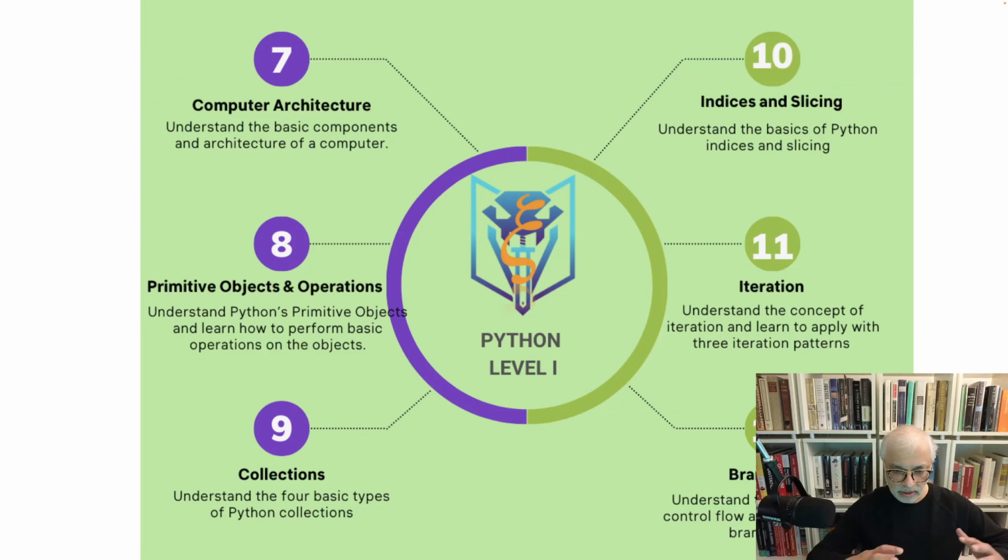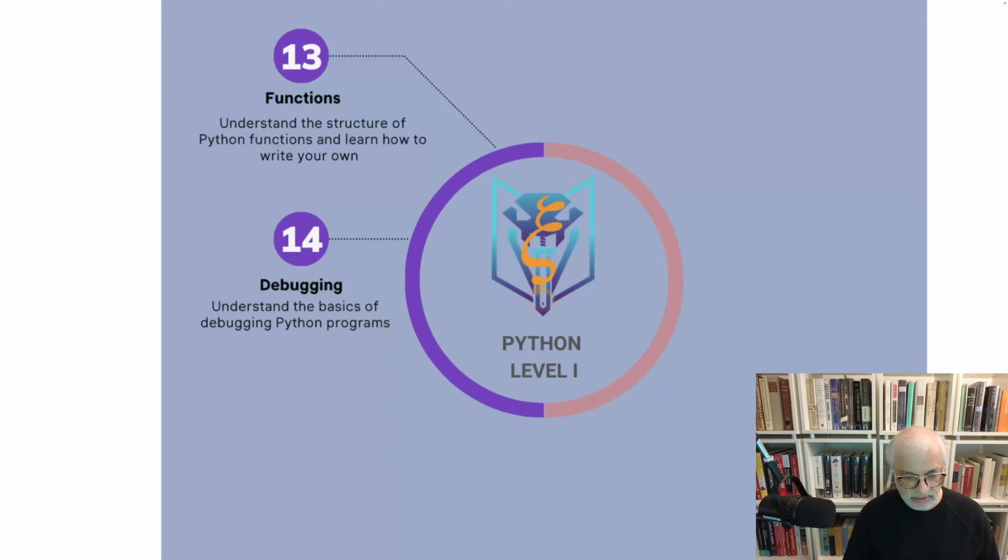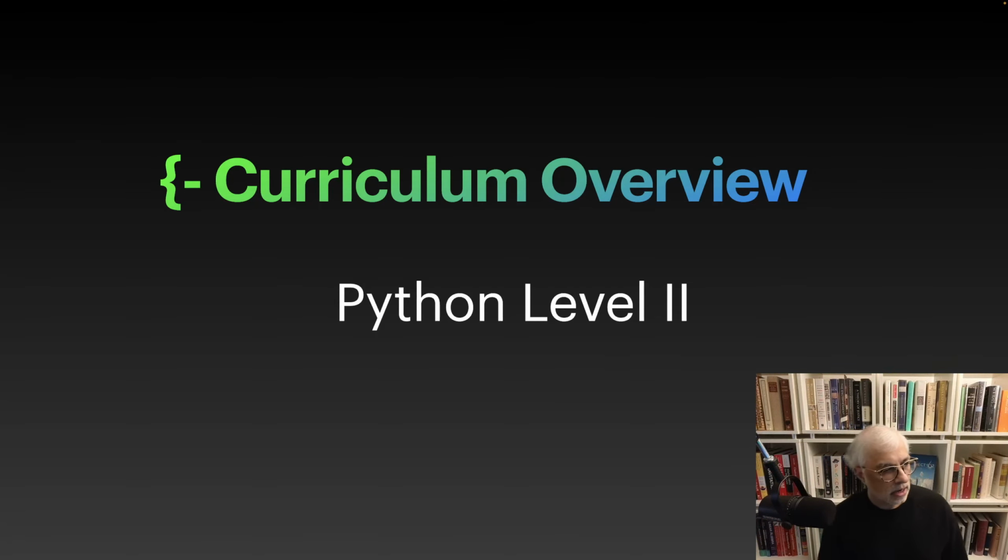So level 1 was just about orientation. Here's the cockpit. This is the airplane. These are the basic principles of flying. And now once we go past level 1, it's really to understand how these individual concepts, how they can be applied in the programming context.